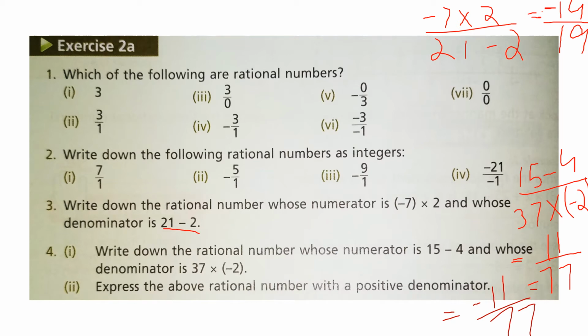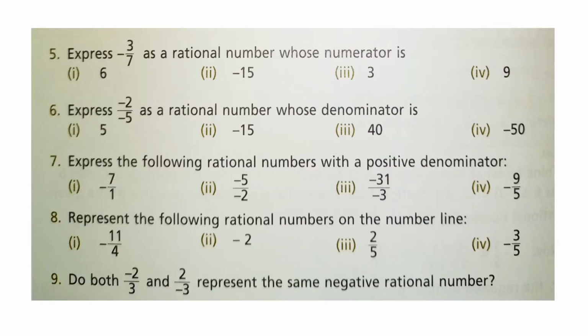Now question number 5 is: express minus 3 by 7 as a rational number whose numerator is 6. I'm going to do the first two parts. You have to rewrite this rational number with 6 in the numerator, meaning you have to convert this 3 into 6. So how can we make 3 into 6? If we multiply 3 by 2 we get 6, because 3 twos are 6. So we will multiply this fraction by 2, and you have already studied that we cannot multiply only the numerator. If we are changing the numerator, then we will also have to change the denominator.